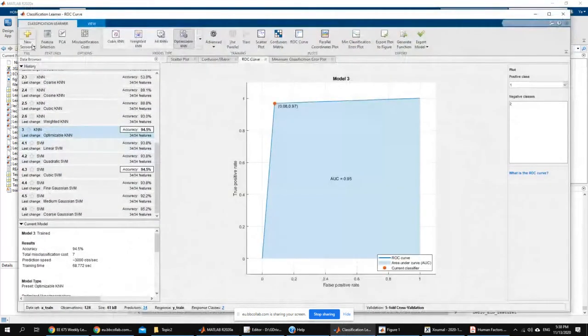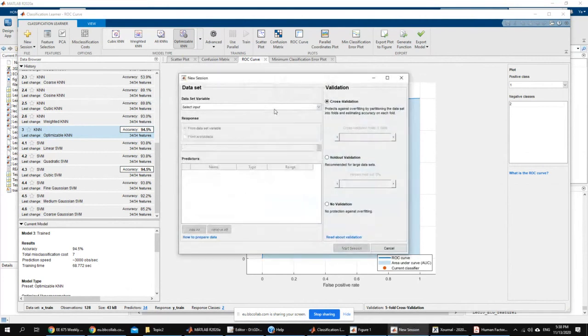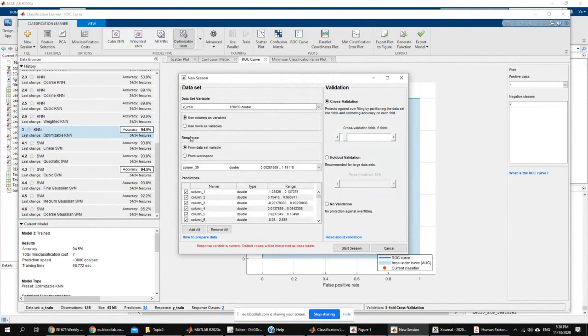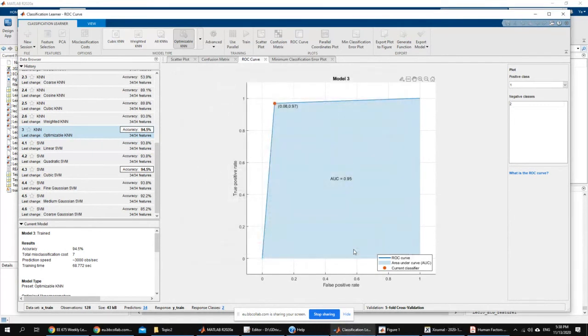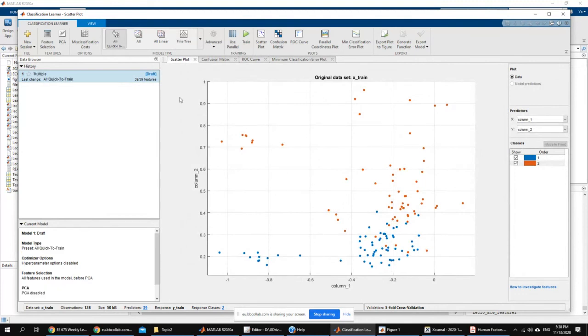So I'm going here and repeating these things so that you can learn them. I'm going to have a new session from workspace. Yes, I'm going to delete that. The previous session will be deleted. I'm going to choose X train, and then I'm going to have the responses from the workspace, which are Y train. I'm going to keep the cross validation because we know that no validation is not very good. So I'm going to start session. Let's try the first one here, all quick.